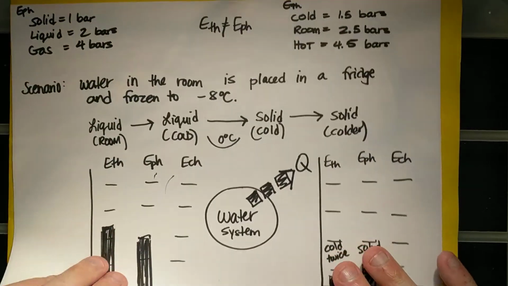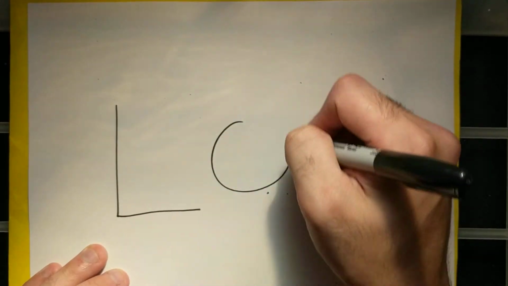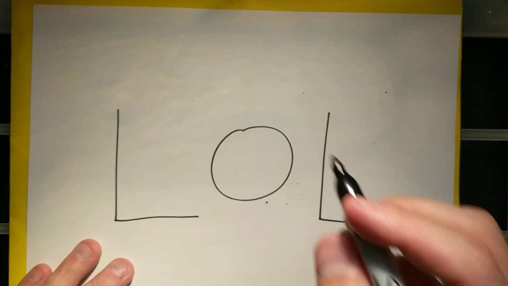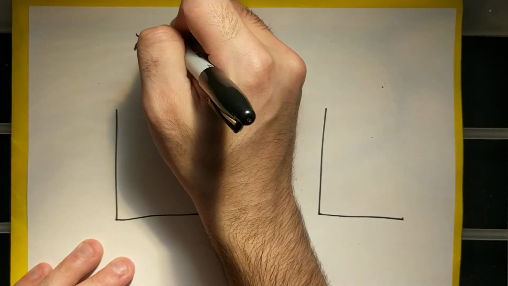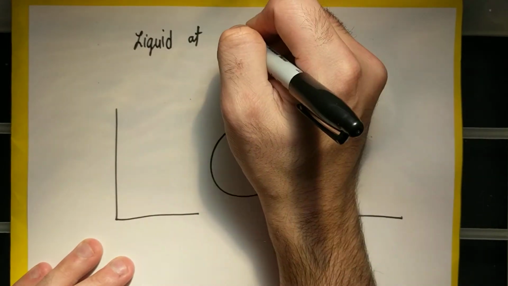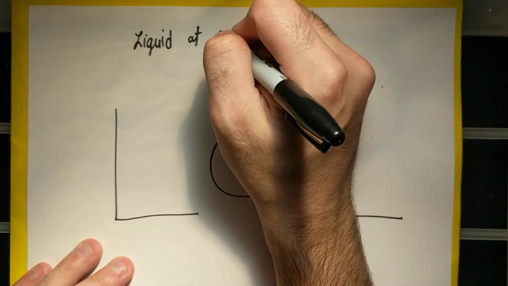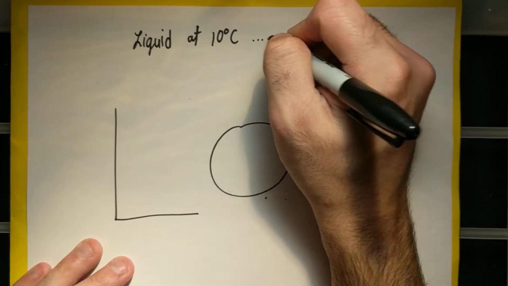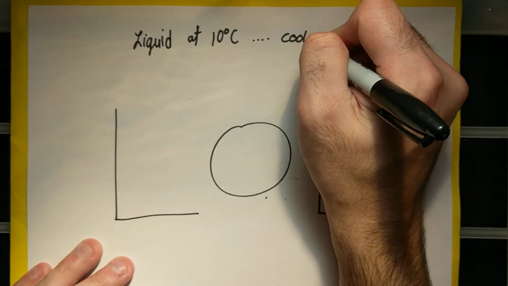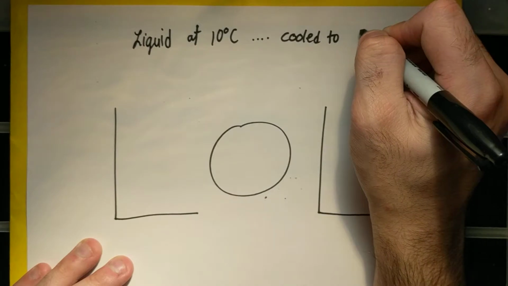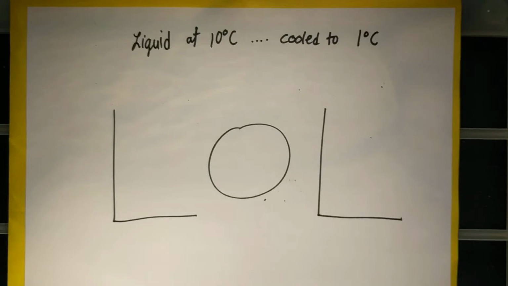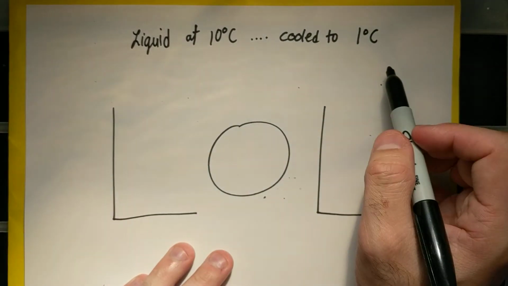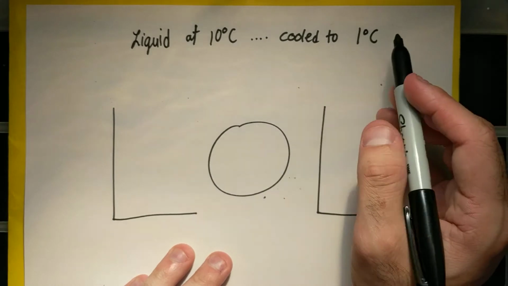So usually if I had something very simple, if I were to do this quickly, if I want to do an LOL diagram again, let's say I had a liquid at, let's say, 10 degrees Celsius and it's cooled to 1 degree Celsius, right? Just above the freezing point, right? So I have a liquid and it's at 10 degrees Celsius and it's cooled to 1 degree Celsius.